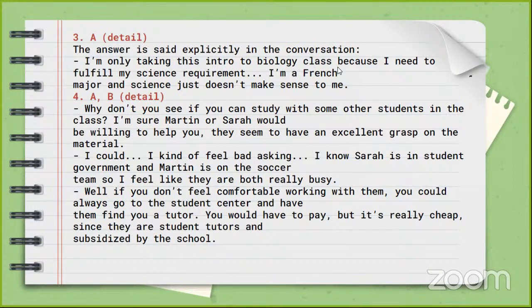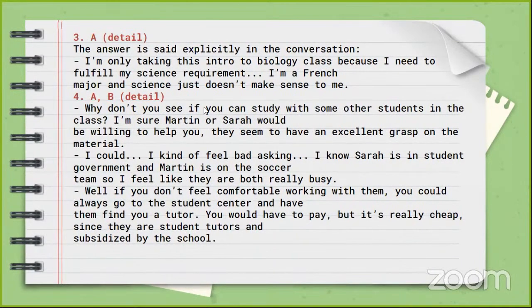Let me read the passage so that you can understand. "Why don't you see if you can study with some other students in the class? I am sure Maureen or Sarah would be willing to help you. They seem to have an excellent grasp on the material." "I could. I kind of feel bad asking. I know Sarah is in student government and Maureen is on the soccer team, so I feel like they are both really busy." "Well, if you do not feel comfortable working with them, you could always go to the student center and they can help you find a tutor. You would have to pay, but it's really cheap since they are student tutors and subsidized by the school."